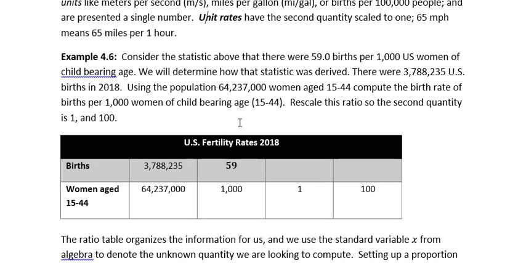So just to drive this home, we're going to consider the statistic that there were 59 births per 1,000 U.S. women of childbearing age. We will determine how that statistic was derived, all right? Well, it was derived from this. There were 3,788,000 and some births in 2018, and in the United States there were 64 plus million women, right? Now, it's going to be the same as 59 over 1,000, and we're going to do that problem here. This is one of the problems you should be reading, right?